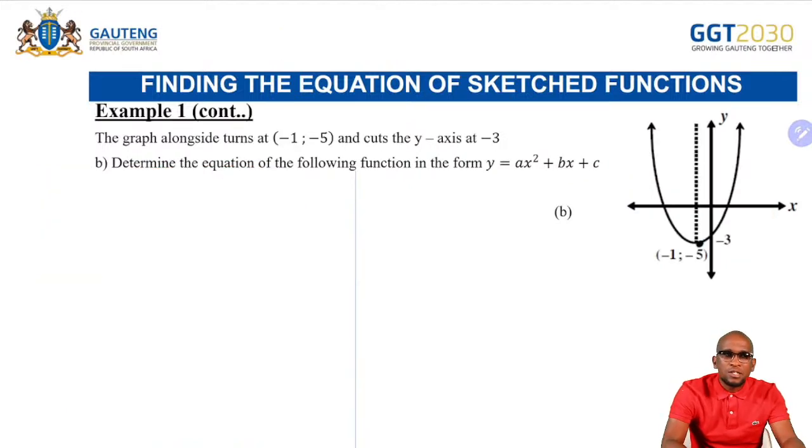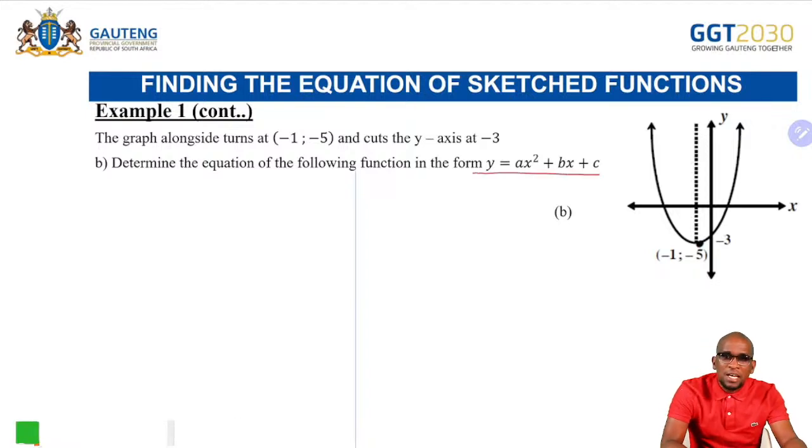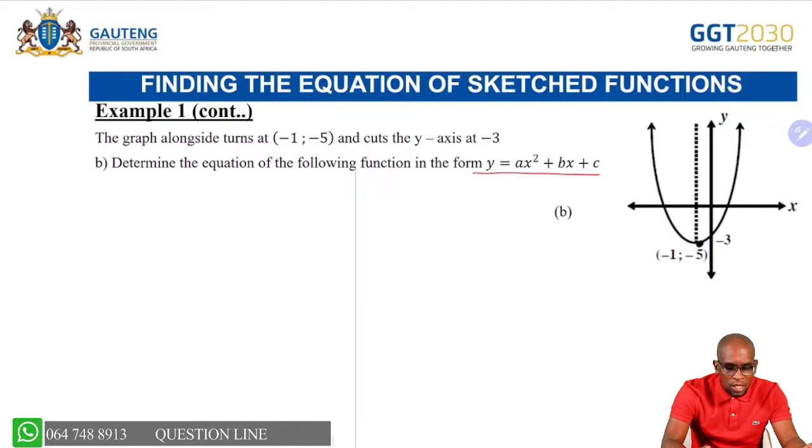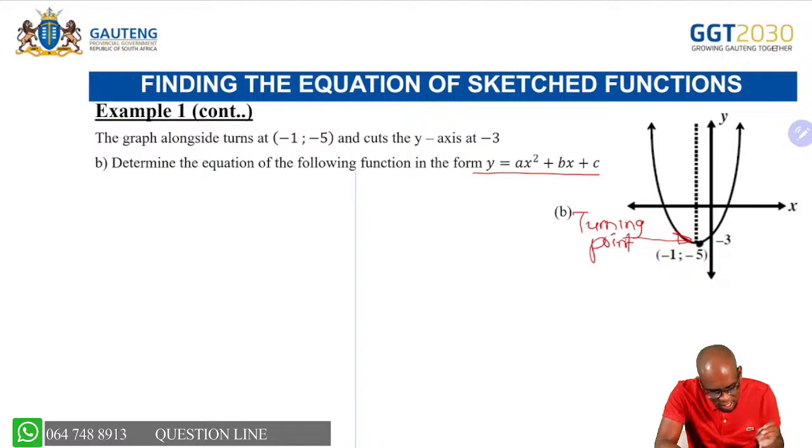Second one, it is still a parabola. We want to find its equation, and here the examiner was quite clear in saying determine this equation in this form: y is equal to ax squared plus bx plus c. So the form is stated, and we need to see how best we can solve this one. Now when you check this particular parabola, instead of being given the x-intercepts, you are now given the turning point.